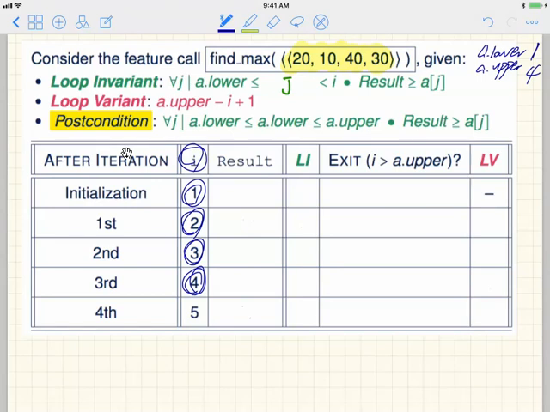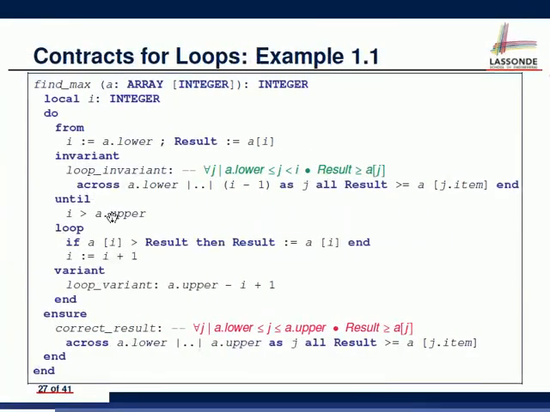And then at the end of the 4th iteration, we're going to increment I from 4 to 5 again. In that case, we're going to increment that to a dot upper plus 1. In this case, you can see that the exit condition over here is going to be true, because when I gets to a dot upper plus 1, a dot upper plus 1 is larger than a dot upper. So that means time to exit. That's the overall picture.